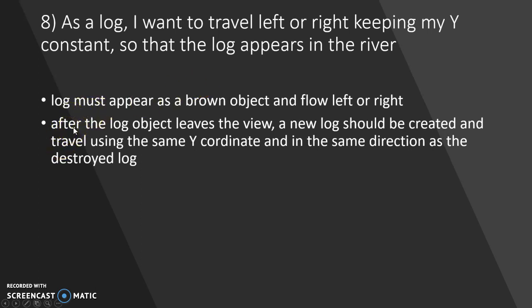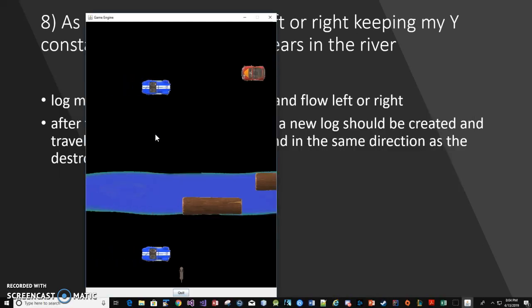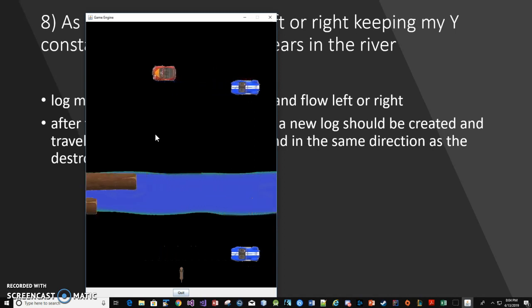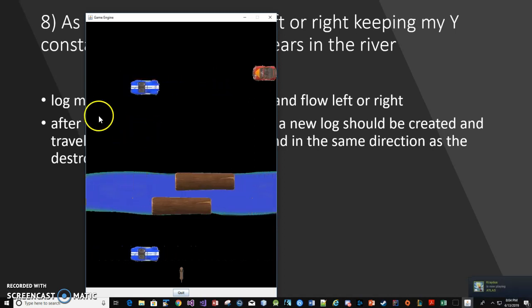After the log object leaves the view, a new log should be created and traveling using the same Y coordinate and in the same direction as the destroyed log. As you can just see that they just come back in view as soon as they have left.